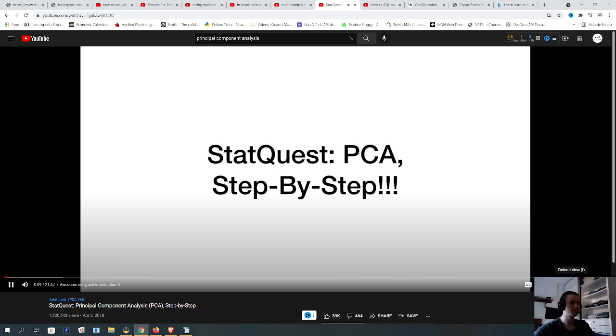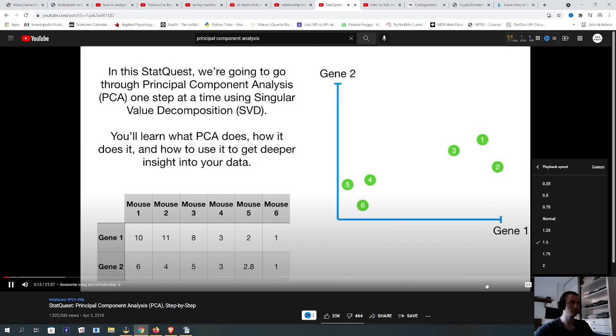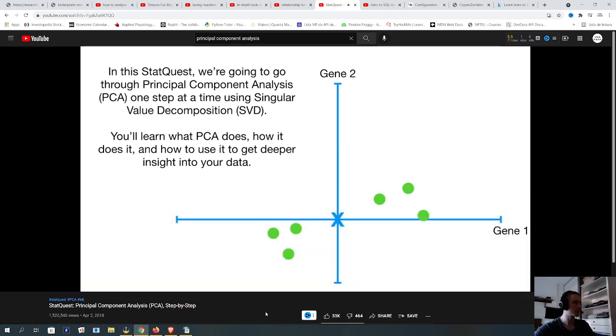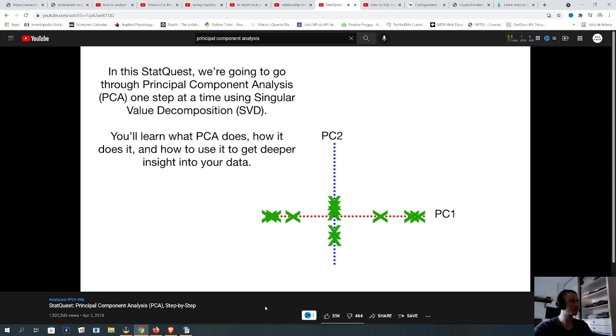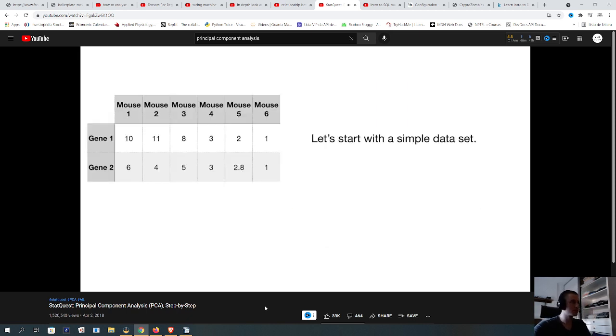Hello, I'm Josh Starmer and welcome to StatQuest. In this StatQuest, we're going to go through principal component analysis, PCA, one step at a time using singular value decomposition, SVD. You'll learn about what PCA does, how it does it, and how to use it to get deeper insight into your data. Let's start with a simple dataset.